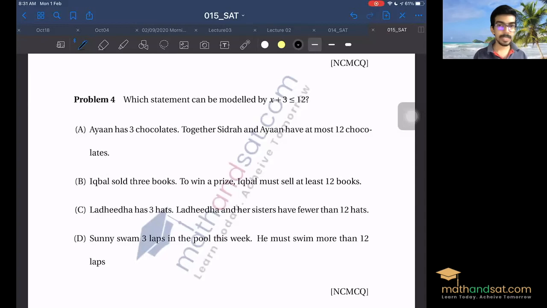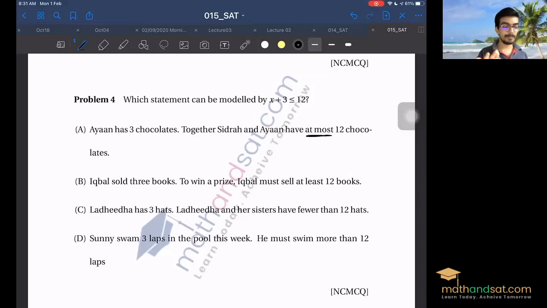Yeah, let's see the next question. Ayan has 3 chocolates. Together, Sidra and Ayan have at most 12 chocolates. What does "at most" mean? At most indicates the maximum.